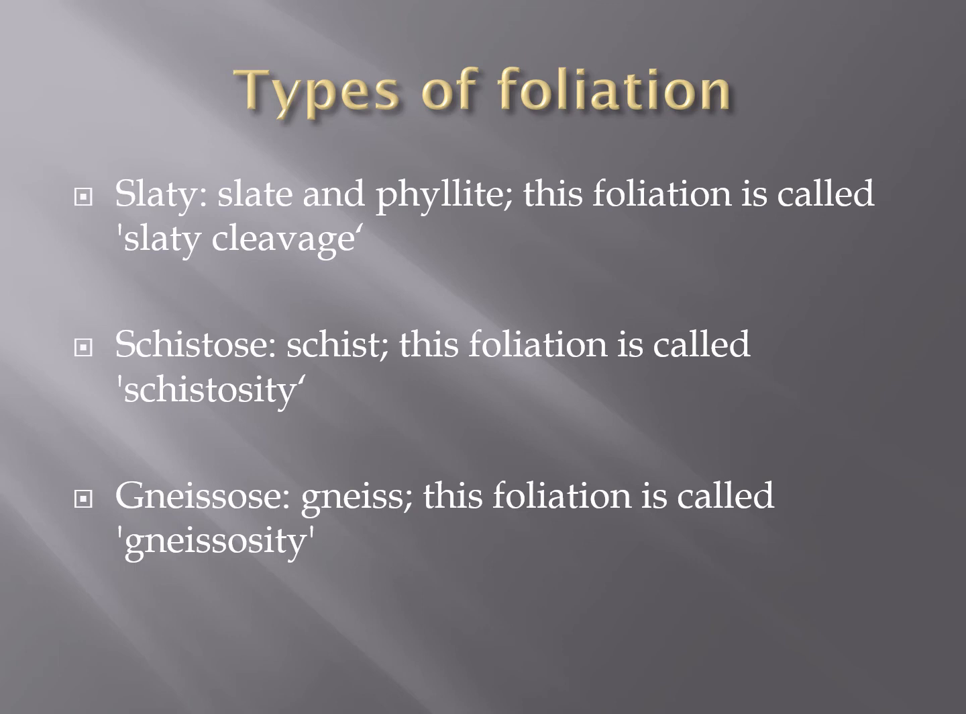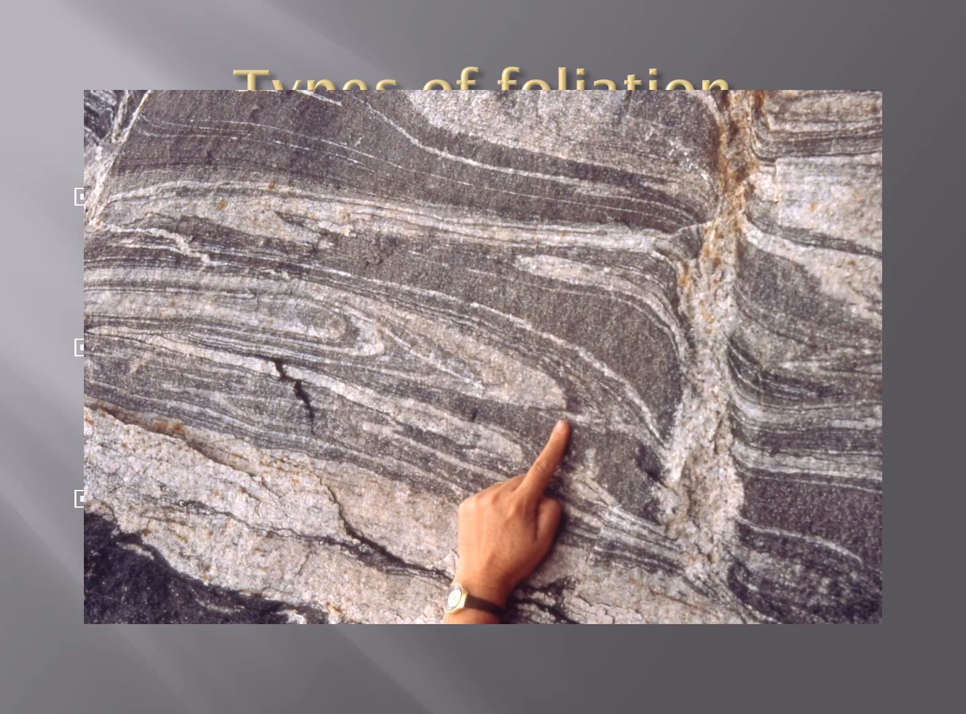And finally, we have gneissosity or gneissic type of foliation, and this of course occurs in the metamorphic rock gneiss. So in the metamorphic rock gneiss, what we normally see is this black and white smear banding that occurs, and it looks pretty similar to a zebra stripe pattern.